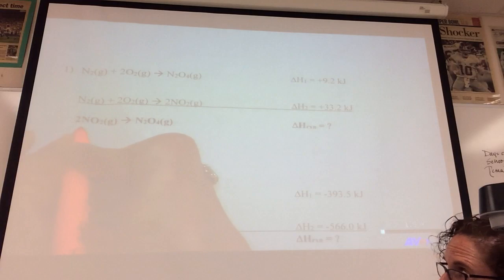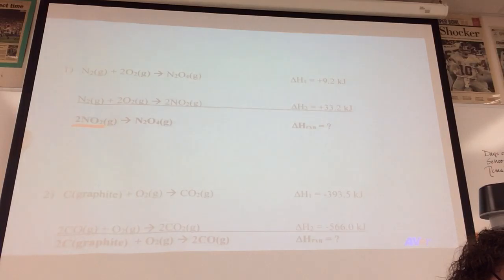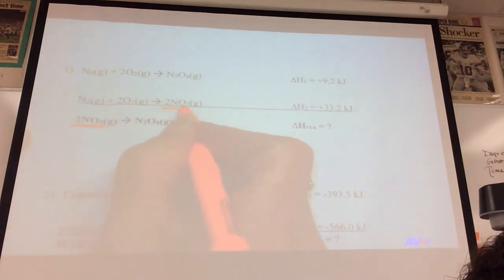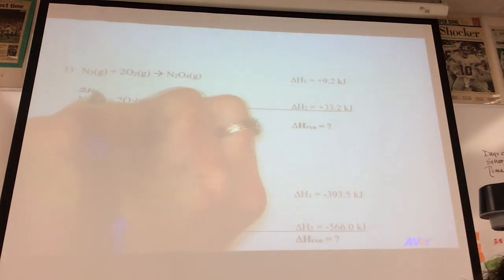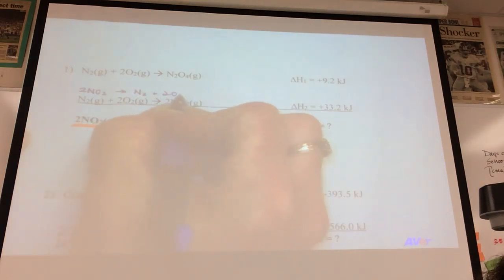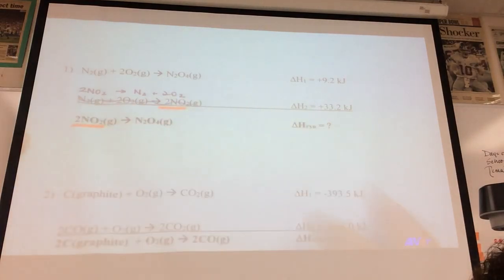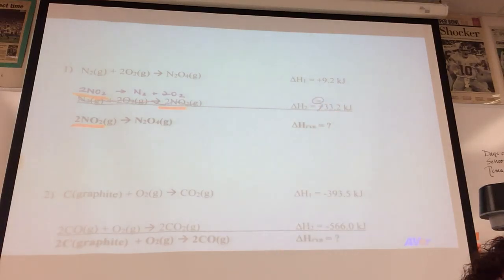I've got reactant here, 2 moles of nitrogen dioxide. Where is that substance in one of these 2 equations? It's right here, right? So that means we have to reverse this reaction. I've got 2 NO2s yielding nitrogen gas and 2 moles of oxygen gas. I'm going to scribble this out and underline this so I don't get confused. And when I flip the reaction, what do I do to the sign? I make it negative because it was initially positive.